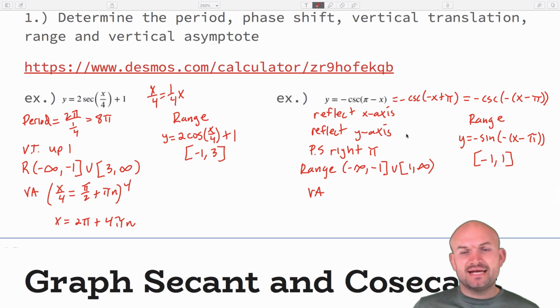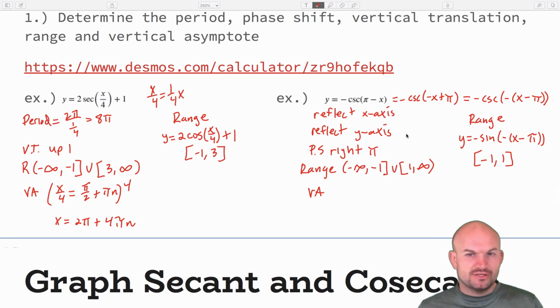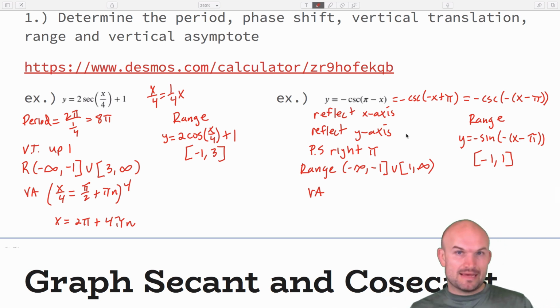Now, it's important on this one to understand that the graph is being reflected about the x-axis and reflected about the y-axis, which is really reflecting about the origin. And just a reminder, cosecant is odd. So it's symmetrical about the origin. So actually, those reflections aren't going to have any impact on the graph. It's still going to look exactly the same if you needed to graph it.